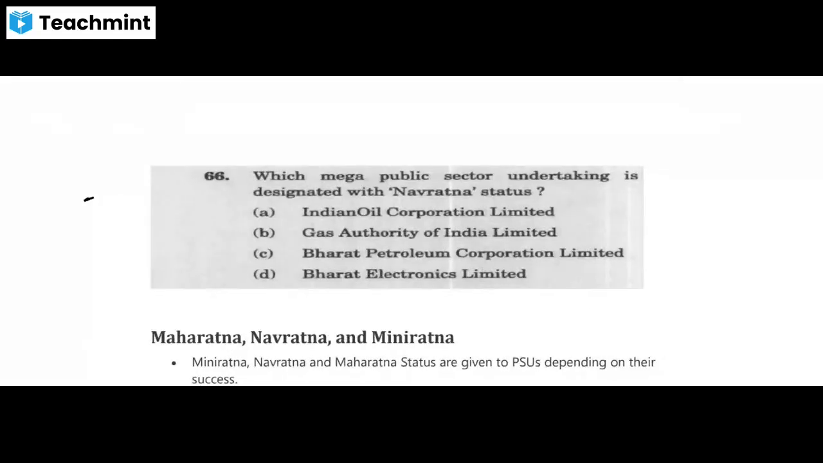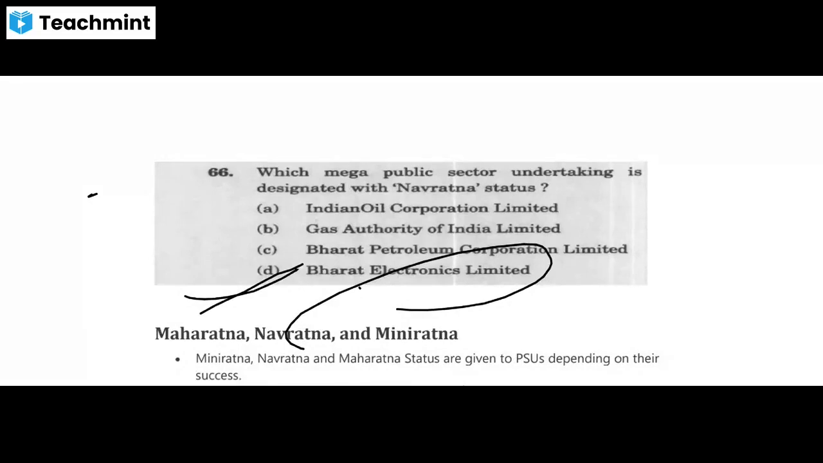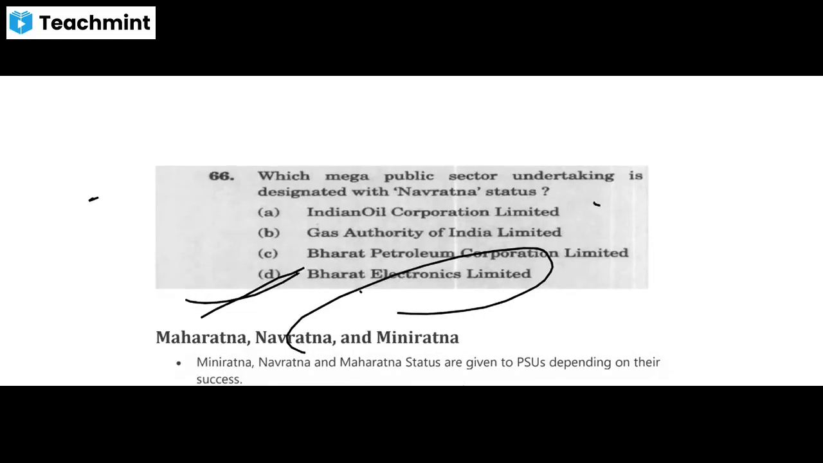Next question, which mega public sector undertaking is designated with Navaratna status? Option A, IOCL, Indian Oil Corporation Limited. Option B, Gas Authority of India Limited. Option C, Bharat Petroleum Corporation Limited. And option D, Bharat Electronics Limited. The correct answer will be Bharat Electronics Limited, because Bharat Electronics Limited is your Navaratna company and all others are your Maharatna.